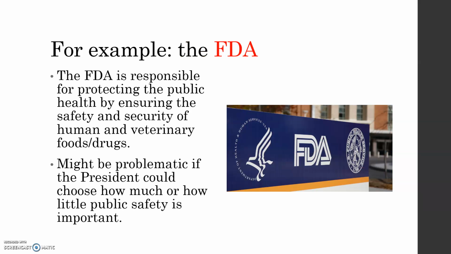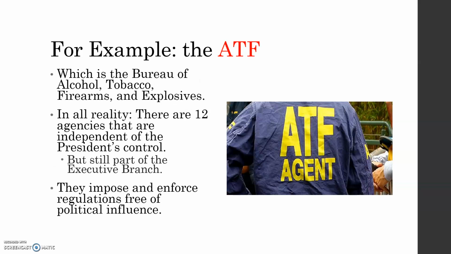The FDA is another great example. The FDA is in charge of protecting the health of the public when it comes to foods and drugs. It might be problematic if the president could choose how much or how little public safety is of importance. The ATF is another good example, the Bureau of Alcohol, Tobacco, Firearms, and Explosives. And there's a whole lot more. In reality, there's 12 of them, but they're still part of the executive branch, but they're outside of the president's control. They can impose and enforce regulations free of political influence.